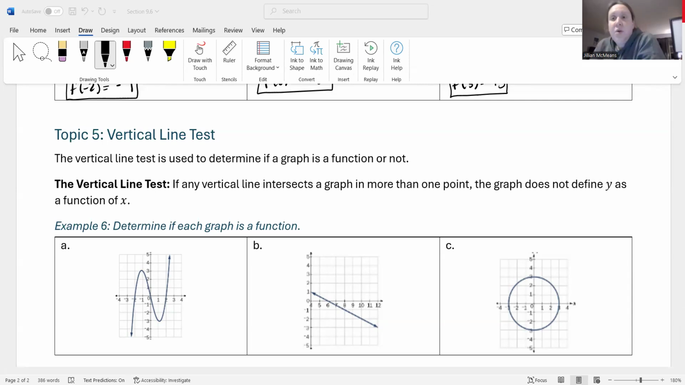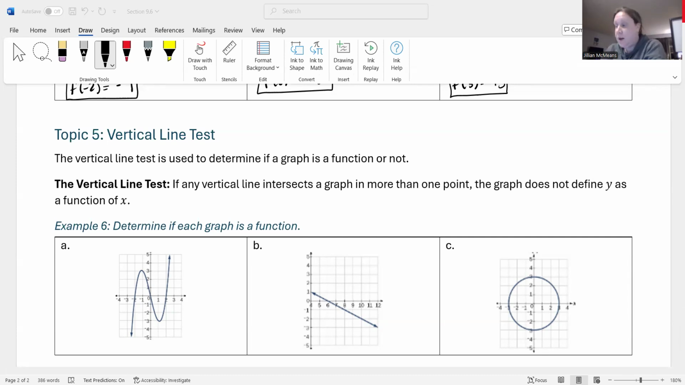So when you're given a graph, you need to be able to determine if it is the graph of a function or not. We have a test that we can do called the vertical line test. The vertical line test is used to determine if a graph is a function or not.